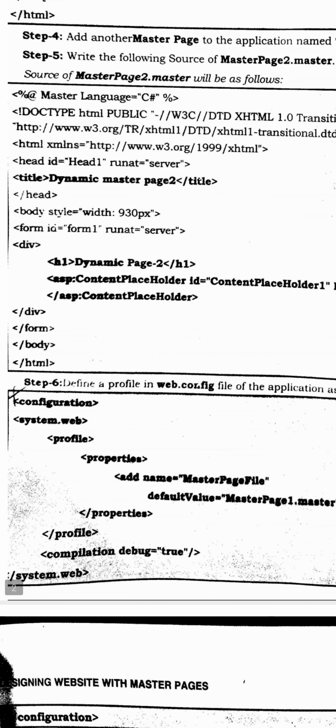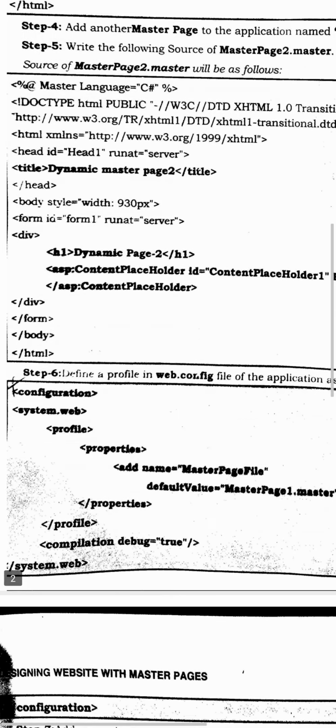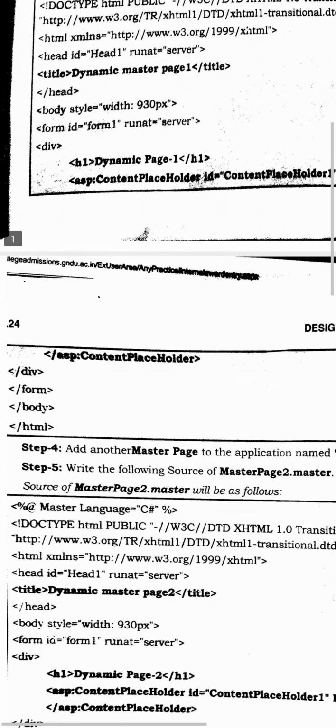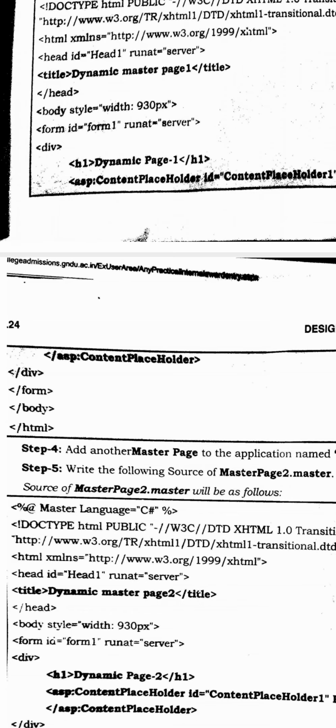We have not written any content. We will write the content in the contents page. Is this clear? What we have done, we have taken just two master pages instead of one master page, and we will allow user to dynamically select master page, any master page, that is from master page 1 and master page 2. User can select either master page 1 or master page 2.